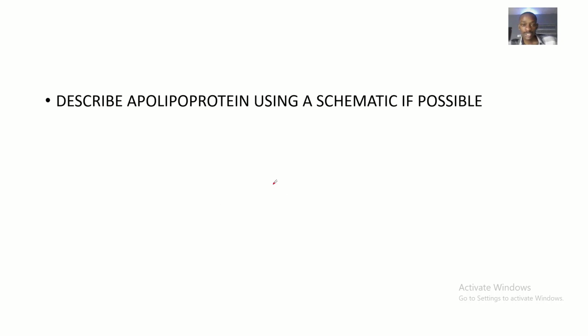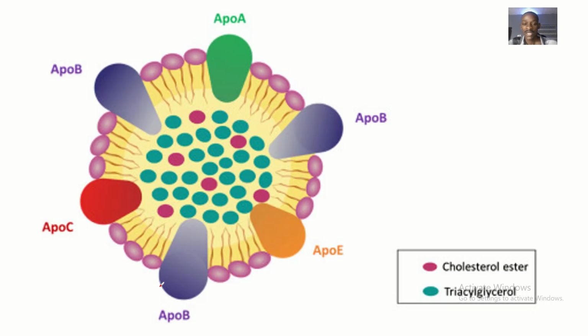So in these questions, let's look at the exam question. The students in an exam were asked to describe an apolipoprotein, and this was using a schematic if possible. Now, if they ask you to use a schematic if possible, they are not asking for your opinion. You must use a schema. And what is a schema? A schema is a drawing like this.